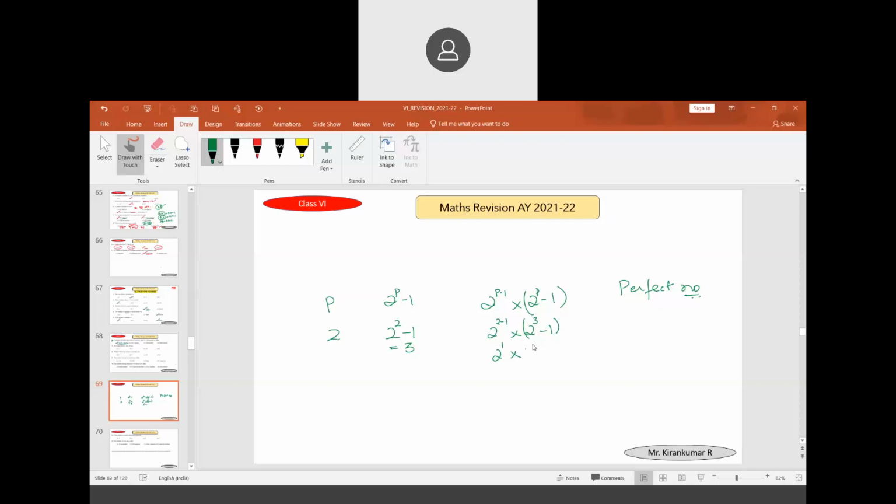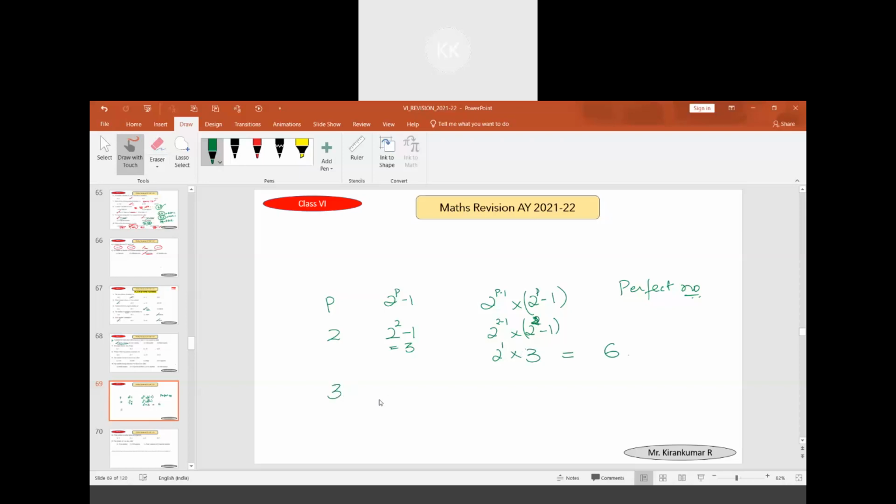Why did you take 2 there? If here is 3, then there also we should take 3 only, no? It is n minus 1 here. N minus 1 means 2 minus 1. At the place of 2, you should take 3. If it is same, then we have to take 2. I got it.